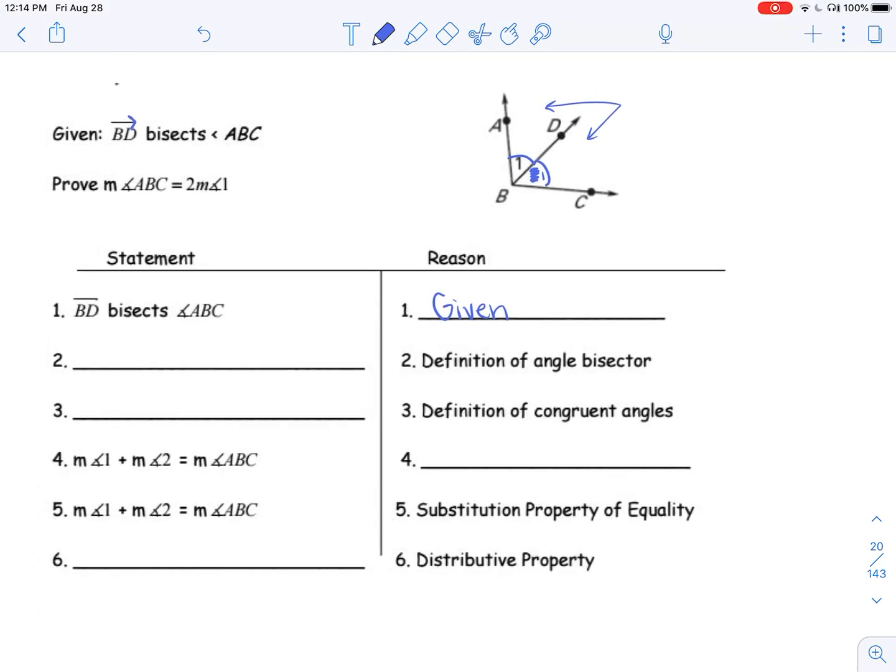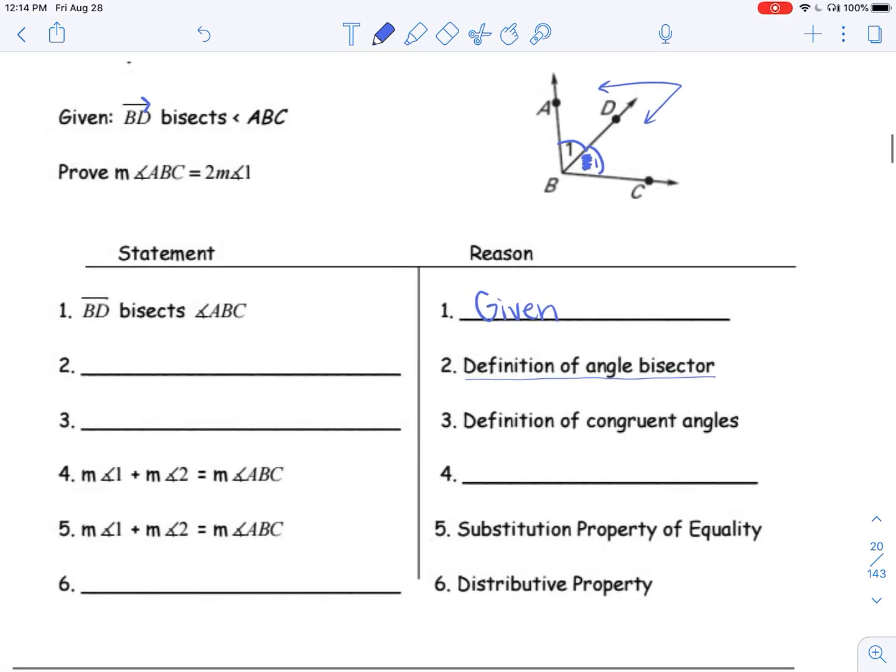So here we go. We have our given, and because of our definition of an angle bisector, I could mark those 2 angles congruent. So I can say that angle 1 is congruent to angle 2. Those are those markings that I put in there at the very beginning. Now, bisecting tells us that our angles are congruent, but in order to work the math with these angles, I need them to be equal. But if they're equal, they're congruent, right? So that's the next step that I'm going to take.